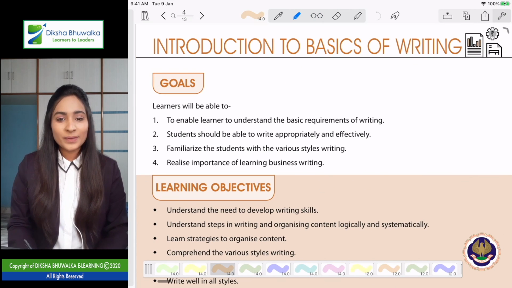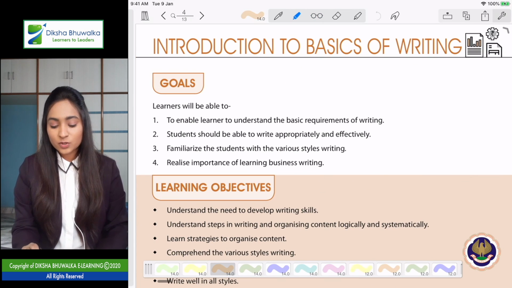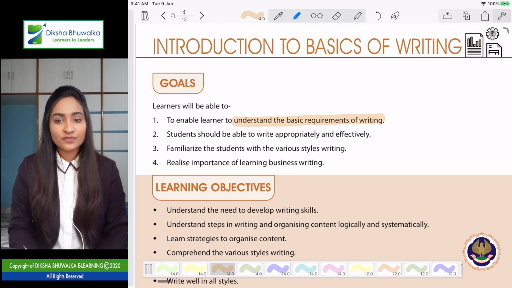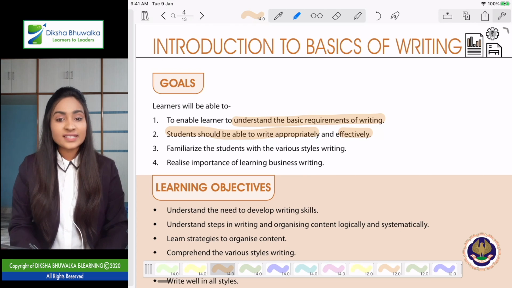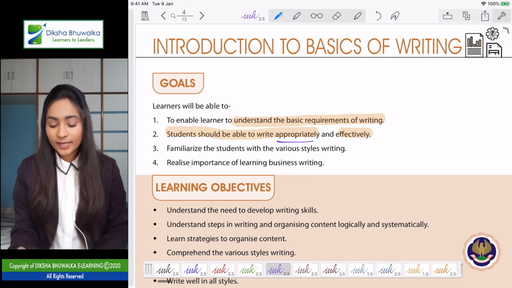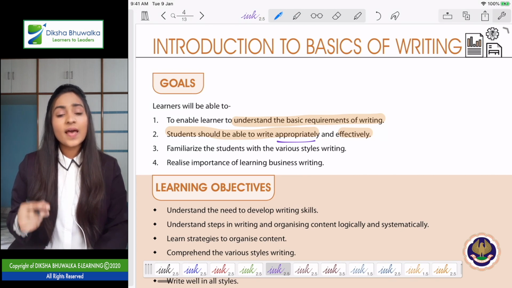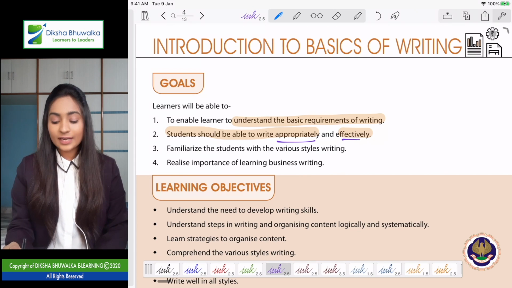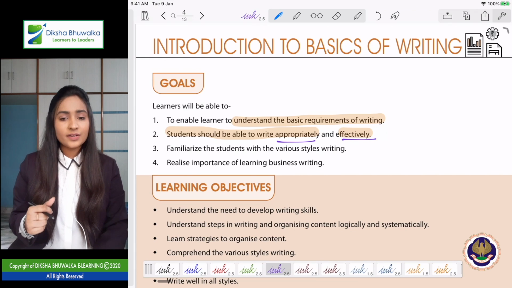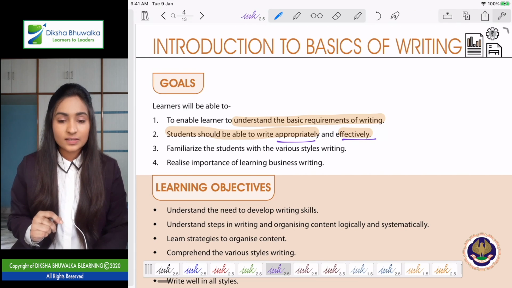After you complete this chapter, you will be able to understand the basic requirements of writing. That is what I told you earlier. Students should be able to write appropriately and effectively. By the term appropriately, we mean in a manner that is suitable or proper in the circumstances, and effectively means in such a manner as to achieve the desired result.